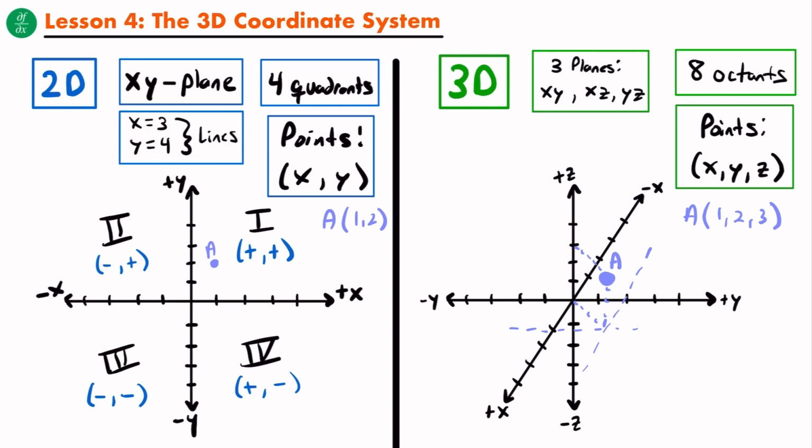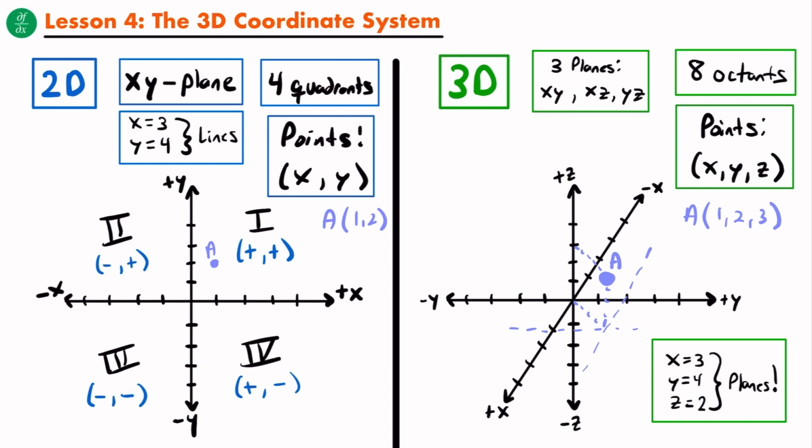And in fact, we can also have another type of equation where we have z equal to some number as well. And so when we have equations like x equals 3, y equals 4, or z equals 2, those no longer represent lines because we're not working in a two-dimensional system. They now represent planes because we're in a three-dimensional system. All right, so x equals 3 represents a plane that cuts through the value of x equals 3 and extends forever in the z and y directions.